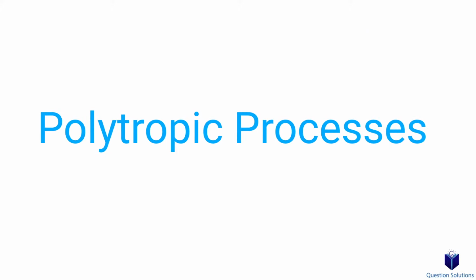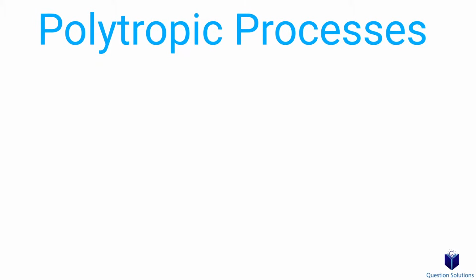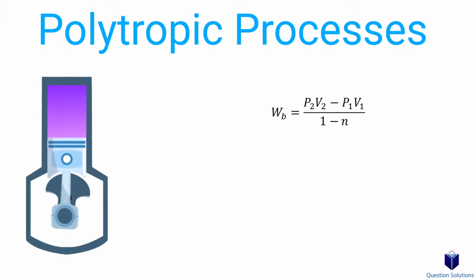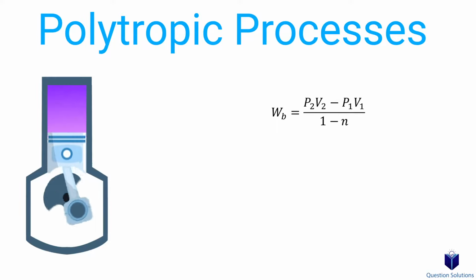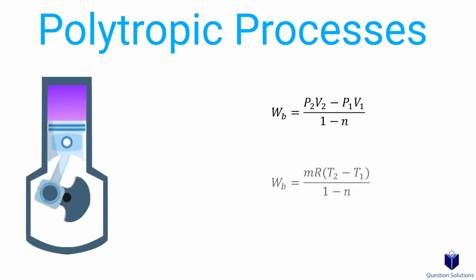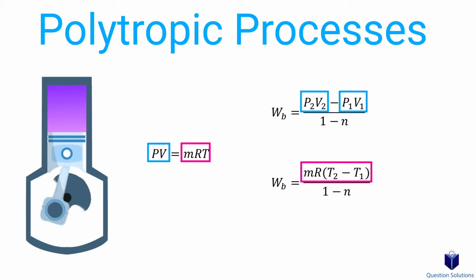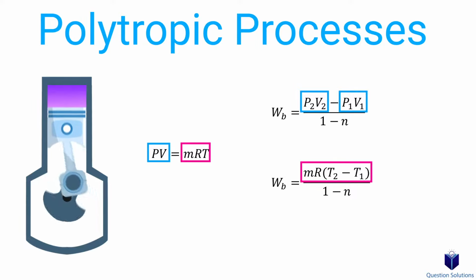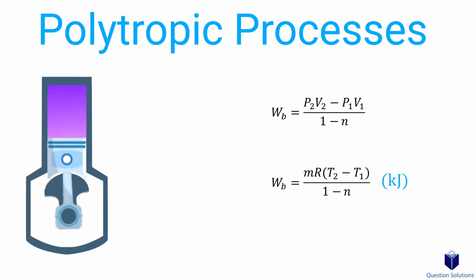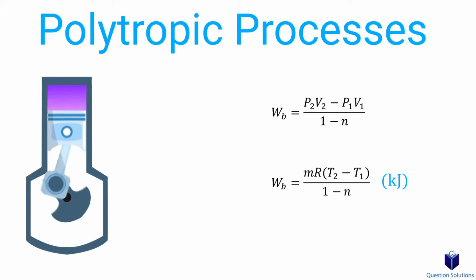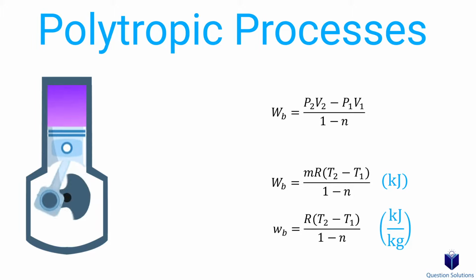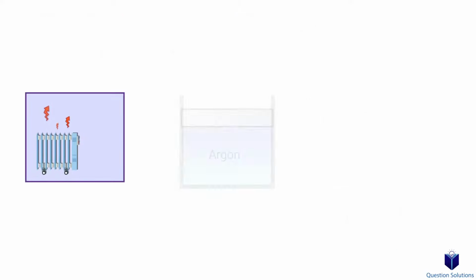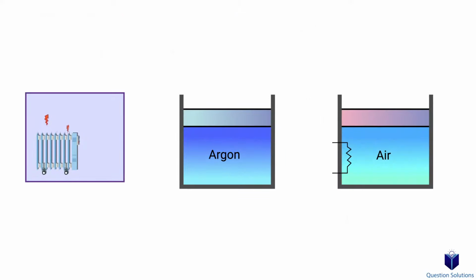We talked about polytropic processes before when it comes to moving boundary work. We used this equation to figure out the boundary work in such a process. If the system contains ideal gas, then we can use this equation to figure out the boundary work. Notice that it's actually just an incorporation of the ideal gas equation. The units would be kilojoules. If you need it per unit mass, then you simply find it using this, which would have the units kilojoules per kilogram. Now let's move on to some examples to see how we can use the equations we talked about.